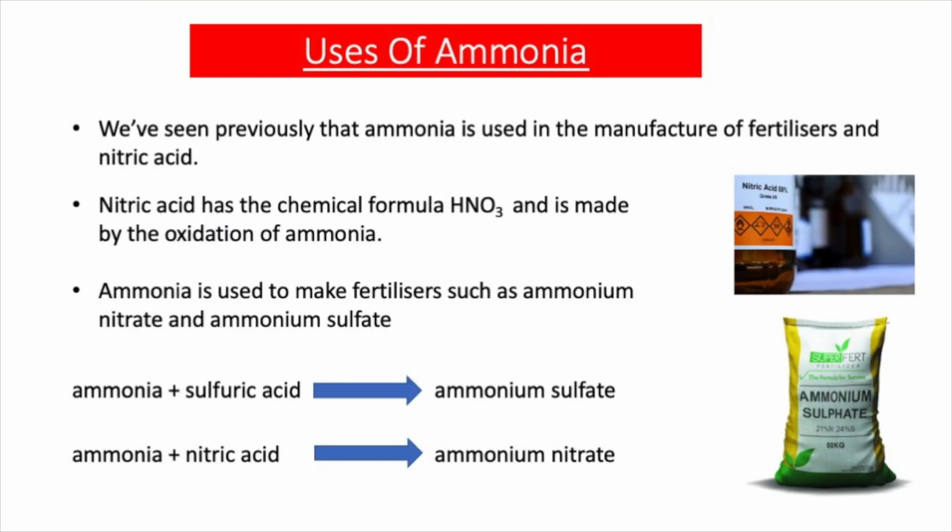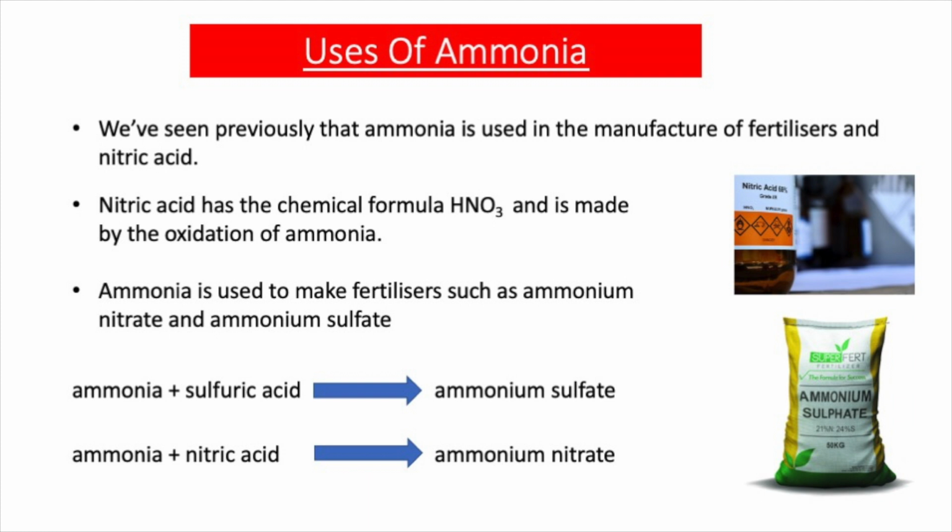So now let's look a little more at the uses of ammonia. Now we've seen previously that ammonia is used in the manufacture of fertilizers and nitric acid. Nitric acid has the chemical formula HNO3 and is made by a series of oxidation reactions from ammonia. And ammonia is also used to make fertilizers such as ammonium nitrate and ammonium sulfate, and we can represent these reactions with some word equations.